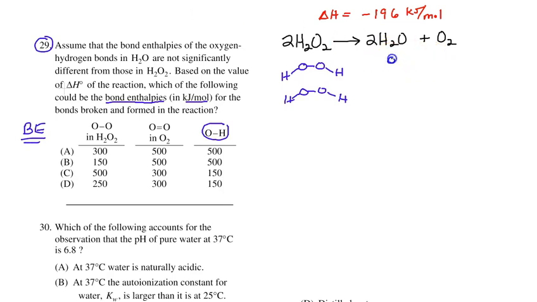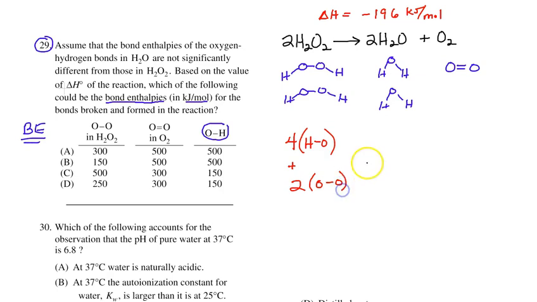So we have 2 water molecules, with OH bonds here and OH bonds here. And then we have the oxygen, which is an O double bonded here. I'm going to leave out any lone pairs, since I'm not doing Lewis dot diagrams. So what do I have overall? I have 4 HO bonds on the reactant side, plus 2 O to O single bonds.